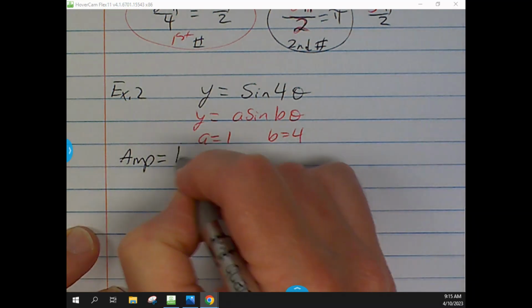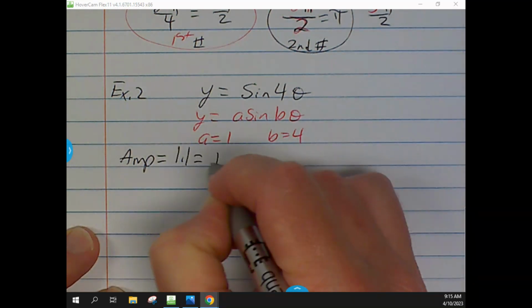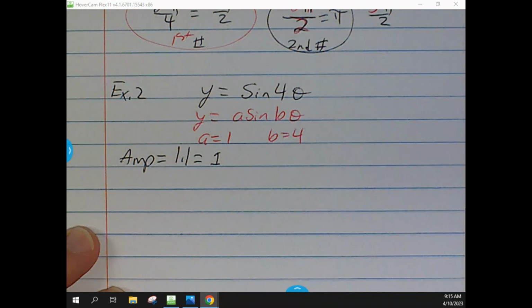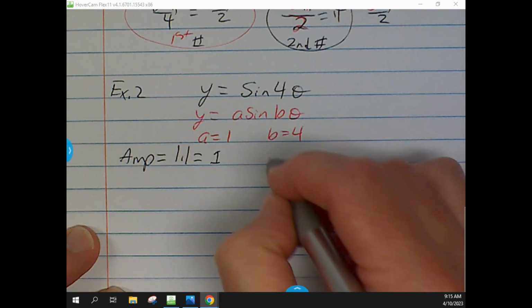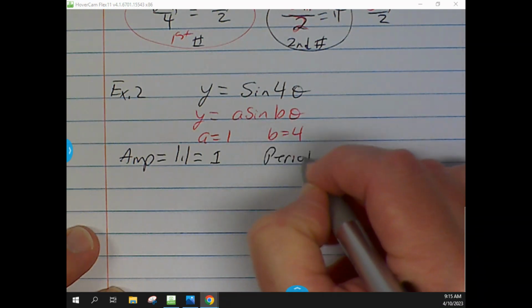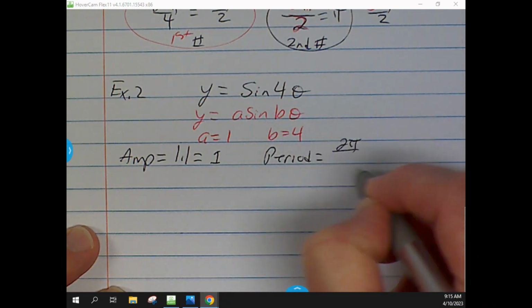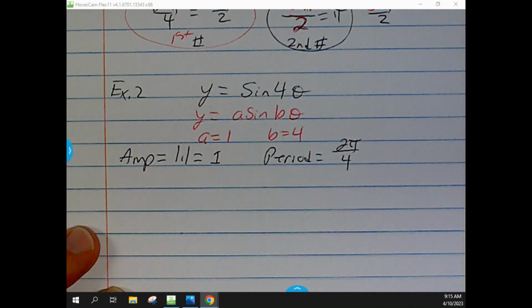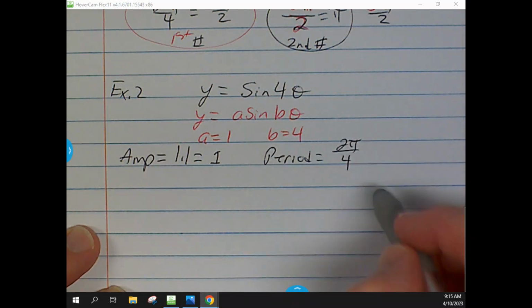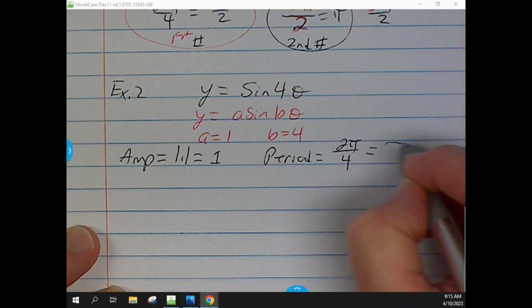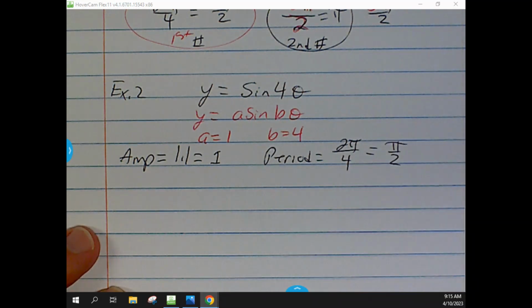So the absolute value of 1 is your amplitude. Well, that's just 1. Again, the b value is your number of cycles, but we need that for the period. So that's 2 pi over 4. So a gives you the amplitude. To get the period, it's 2 pi over the b value. If you simplify that down, that is pi over 2.